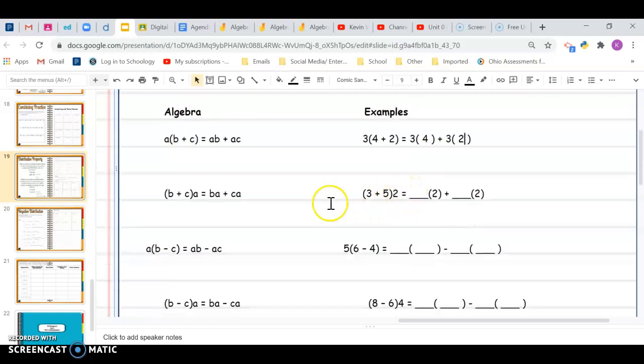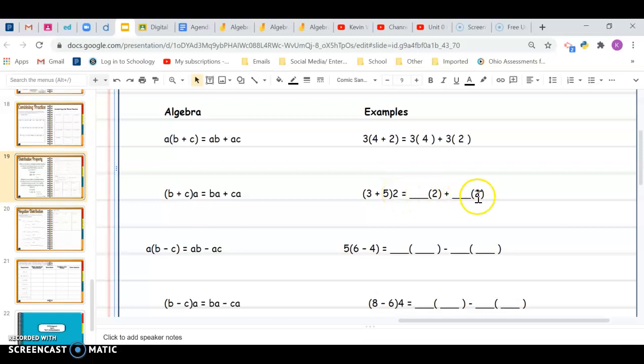Now, over here, we see that the term that we are multiplying by is behind the parenthesis. You're not always going to see something like this, but it's good to make sure that you're on the ball with this. So this time we have B plus C times A, which means that we have B times A, which is right here, and we have C times A, which is right here.